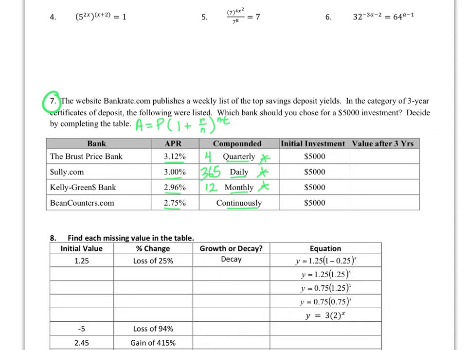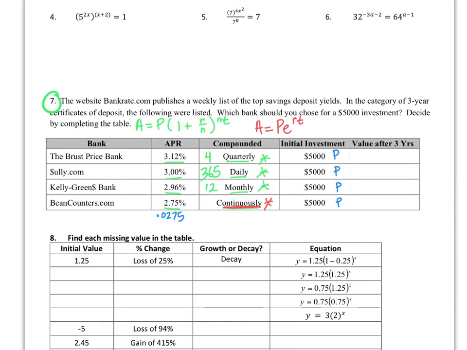Now this next one, continuously, you would have to use the PERT formula, P e to the rt power, because there's no number really for continuous. So that's where e comes in, which is an irrational number. It's about 2.71, whatever. But anyway, you've got to use the other formula for it. Your initial investment on all of these is going to be P. So all of these, this is your P value. And for your interest rate, remember to change it to a decimal, so in other words, you're moving the decimal 2 places when you're plugging it in.